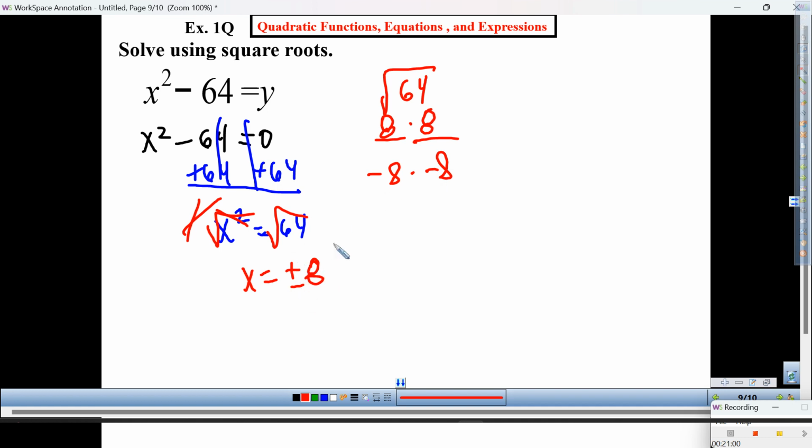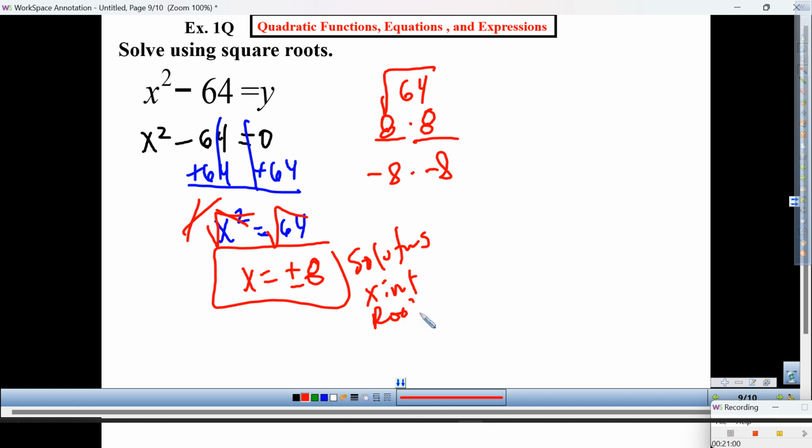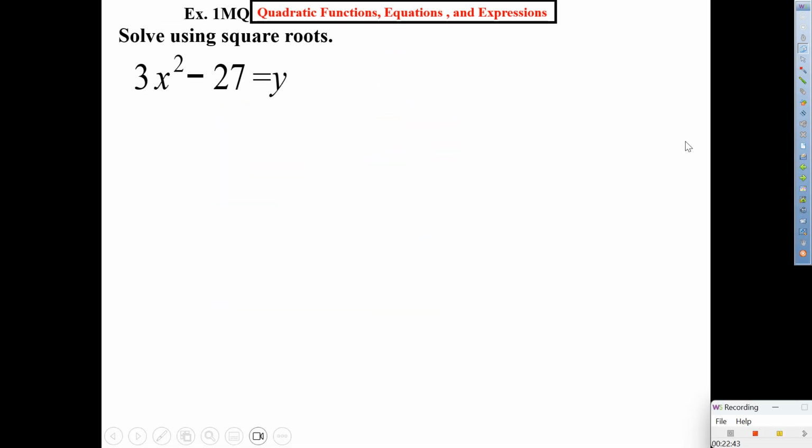And what are these called? Solutions. What else? X-intercepts. What else? Roots. What else? Zeros. All right, do this next one by yourself. Example 1 mega cube. 3x squared minus 27 equals y. Copy and go.